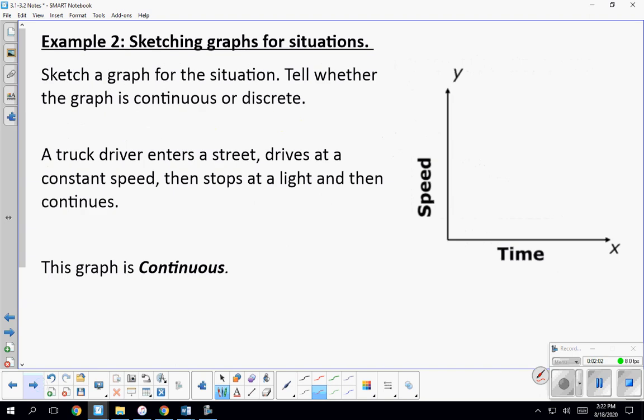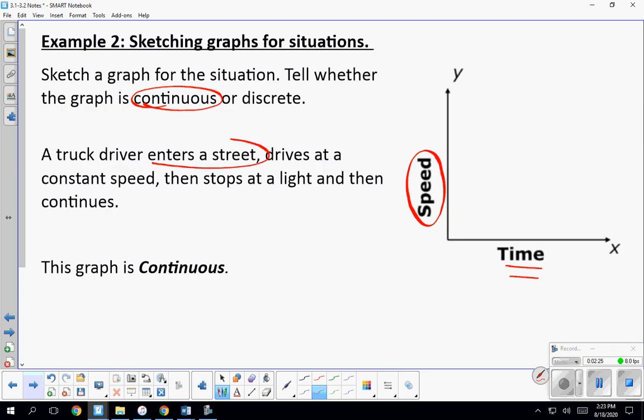So here we're going to sketch a graph. So first we need to decide if this is continuous or discrete. So in this case, we're going to say this is continuous because time is continuous. Time doesn't jump from 1 minute to the next. Also, speed is continuous. Your car can't go from 0 to 60 just like that. It needs to accelerate. So this is a continuous graph.